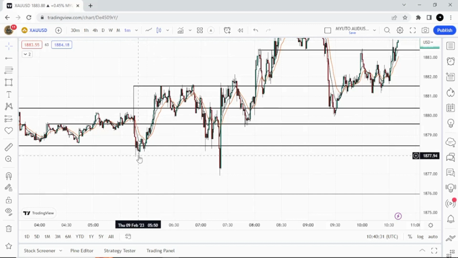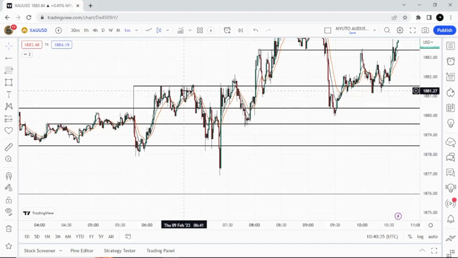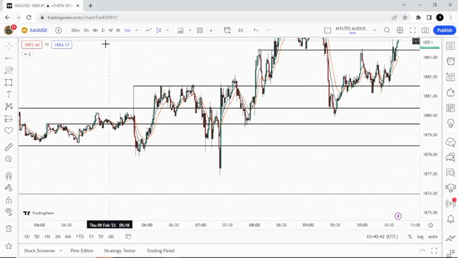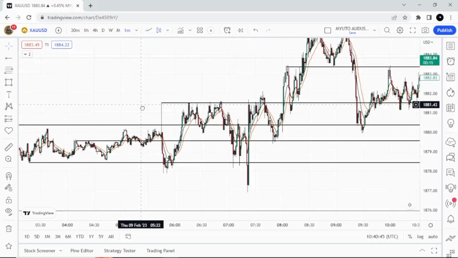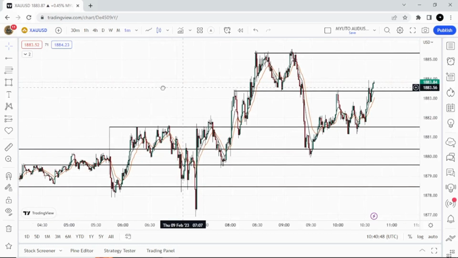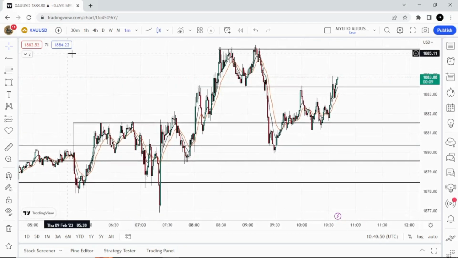So price came here, found support, went up, found resistance, began to start ranging, came back down, went up, came back down, went up. So all this is just confusion and may cause uneasiness to us when we are trading.